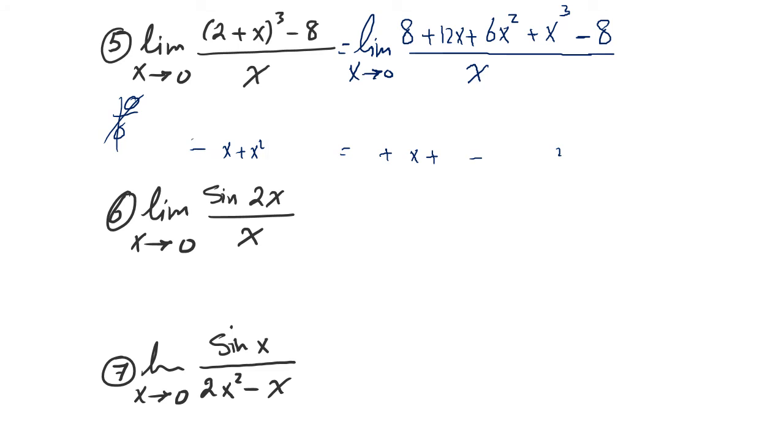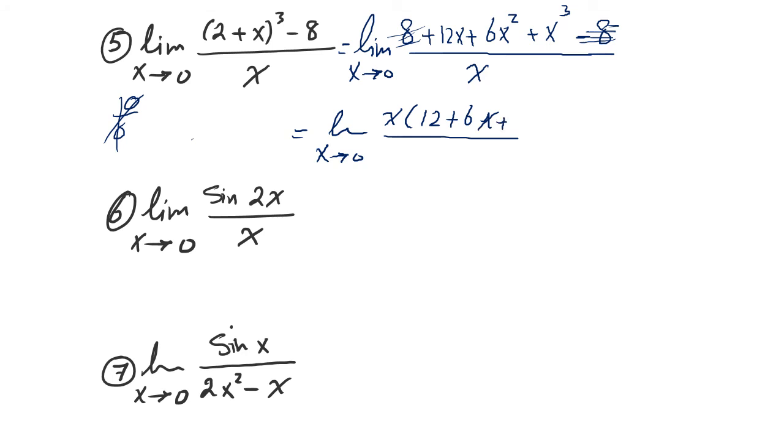After cancelling this one, its limit as x tends to 0: positive 8 with negative 8 is 0. And by taking x as a highest common factor, it's going to be 12 plus 6x plus x squared over x. I've got to divide by x. So its limit when x tends to 0 for 12 plus 6x plus x squared is equal to 12 after plugging in x with 0.